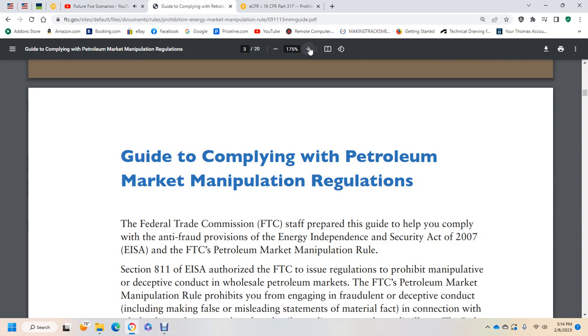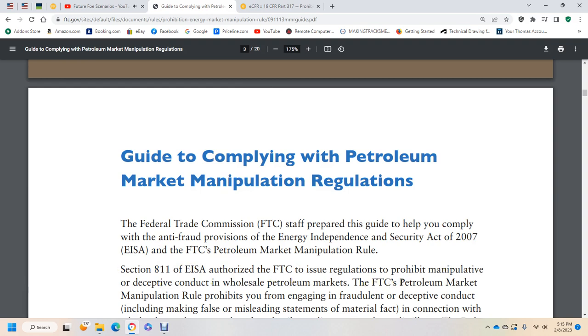The Federal Trade Commission staff prepared a guide to help with complying with the anti-fraud provision of the Energy Independence and Security Act of 2007, or EISA. The Federal Trade Commission Petroleum Market Manipulation Rule: Section 811 of the Energy Independence and Security Act authorized the Federal Trade Commission to issue regulations prohibiting manipulative and deceptive conduct in wholesale petroleum markets.